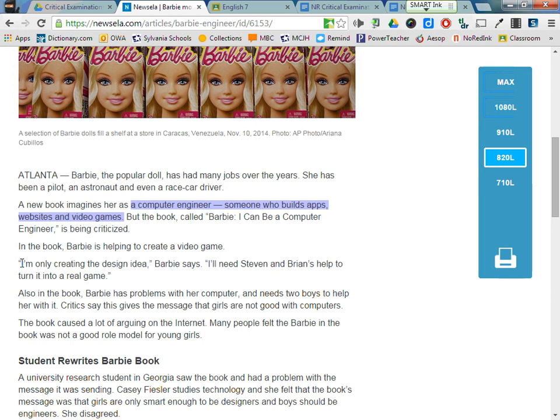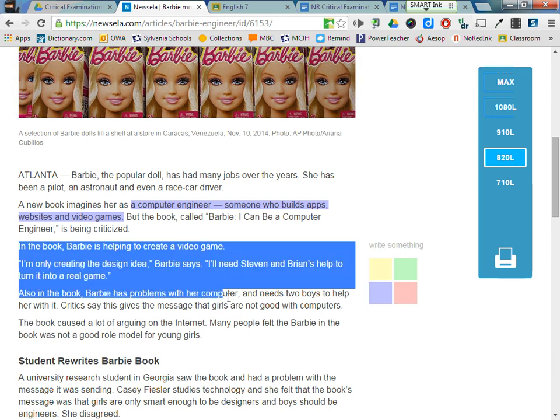For instance, this quotation: "I'm only creating the game, the design idea," Barbie says. "I'll need Steve and Brian's help to turn it into a real game." That is a quotation from a book. Therefore, it's a researched fact. Anything about the book, in fact, is a researched fact.